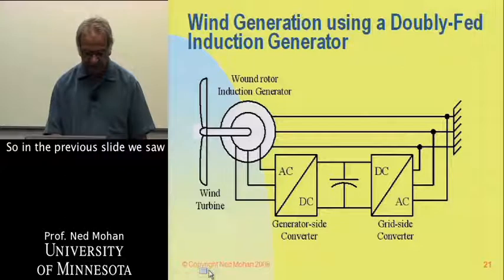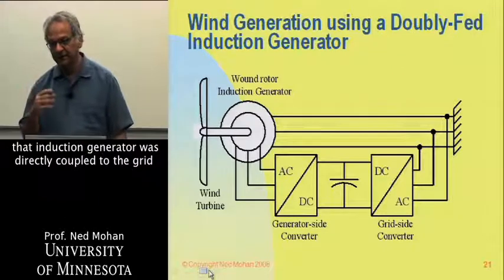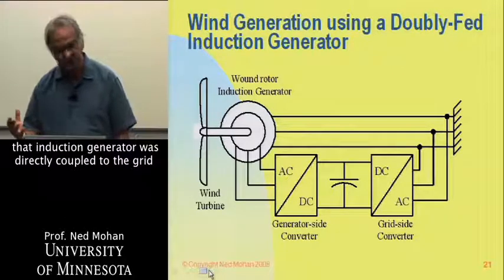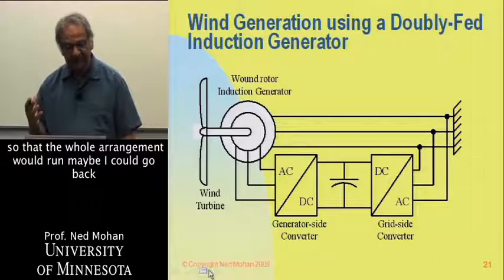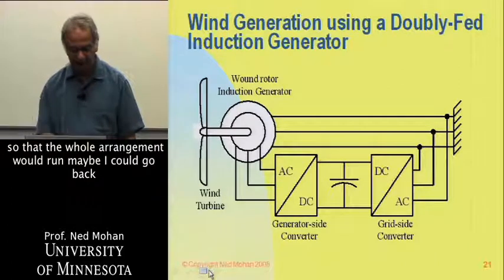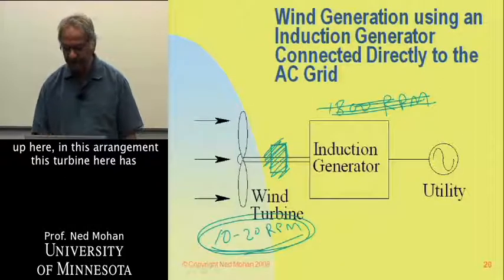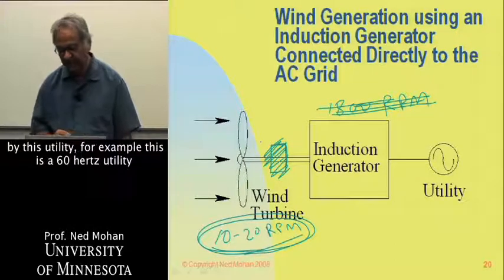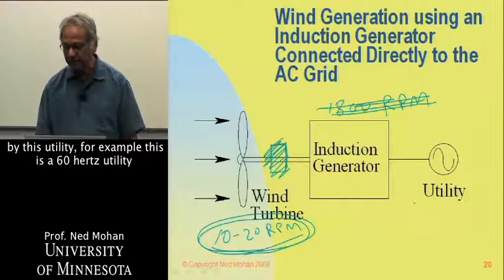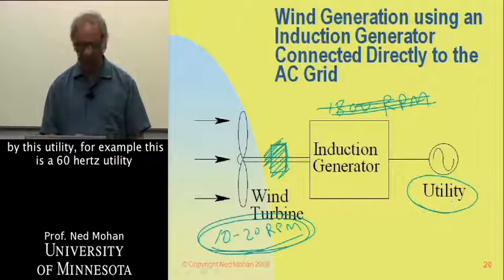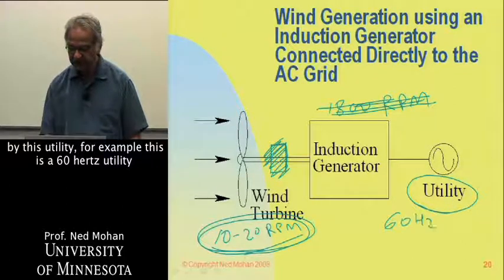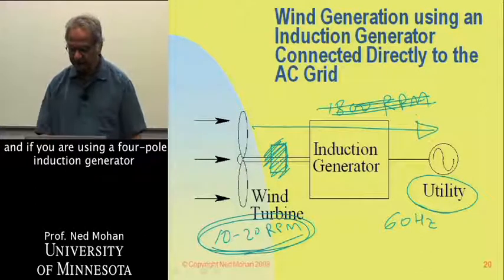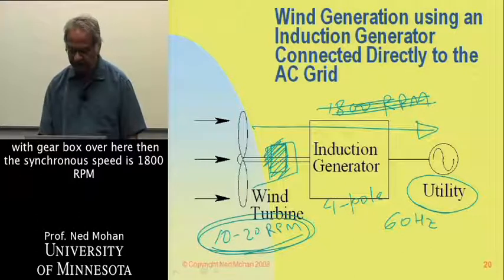So in the previous slide, we saw that the induction generator was directly coupled to the grid without any power electronics. So the whole arrangement would run, maybe I could go back up here. In this arrangement, this turbine here has to rotate very close to the synchronous speed dictated by this utility. For example, this is a 60 hertz utility into which we are feeding the power, and if you're using a 4-pole induction generator with gearbox over here, then the synchronous speed is 1800 RPM.